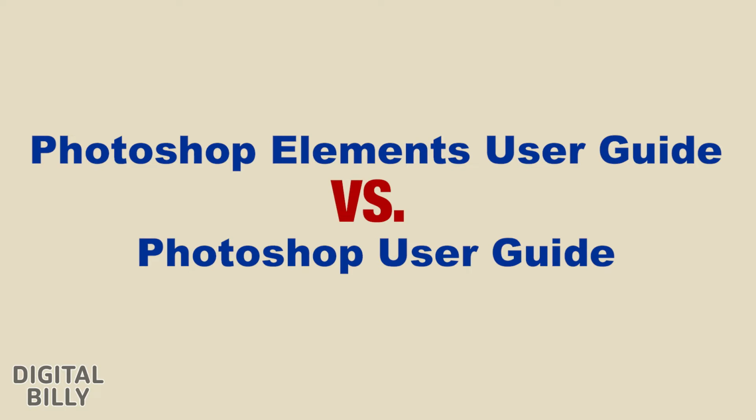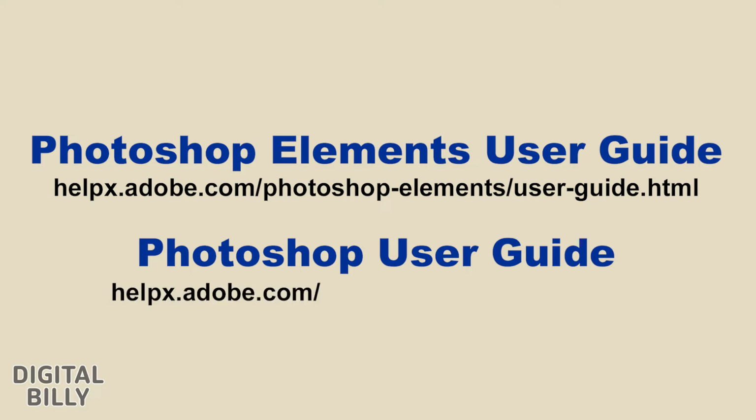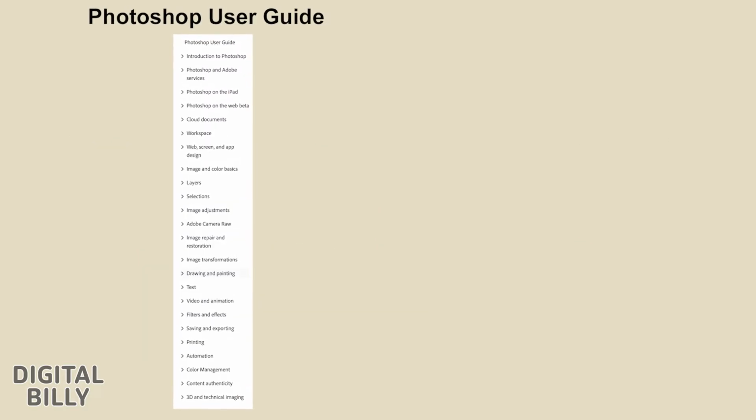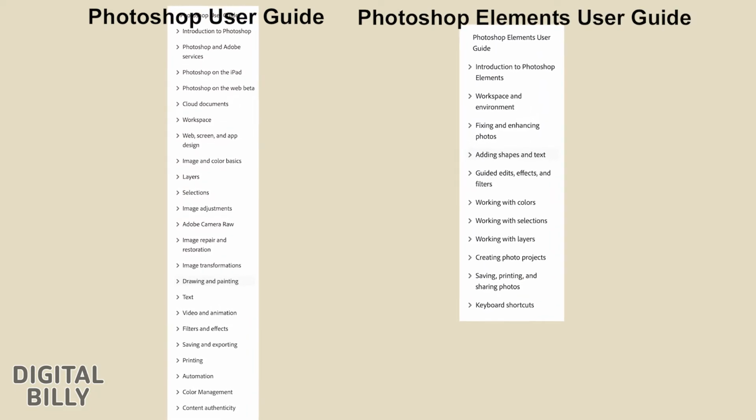You can view the differences between Photoshop Elements and Photoshop by simply going to helpx.adobe.com/photoshop-elements/user-guide.html and open a second browser window. Then go to helpx.adobe.com/photoshop/user-guide.html. The Photoshop list of features, as you'd expect, is longer than the Photoshop Elements list.